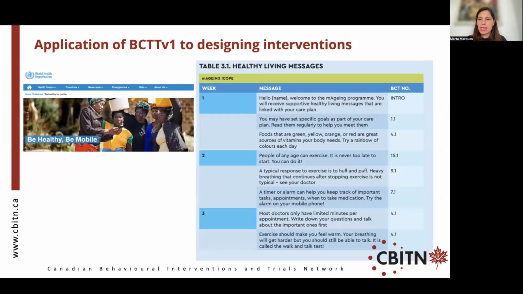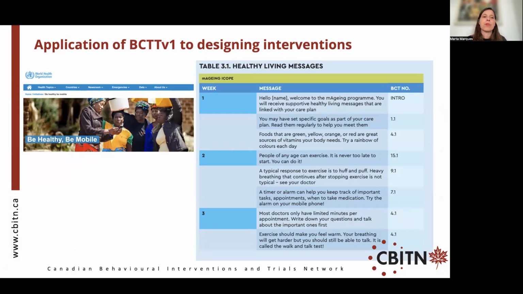It has been so widely used. I just wanted to give you this example. It has been so widely used at the moment, and the same with the COM-B model, and the same with the behavior change wheel. The WHO, the World Health Organization, uses commonly across their programs and within their frameworks, the behavior change technique taxonomy also.